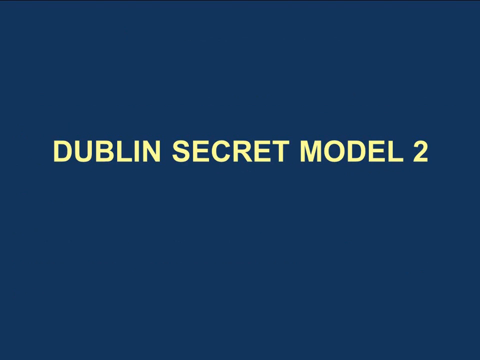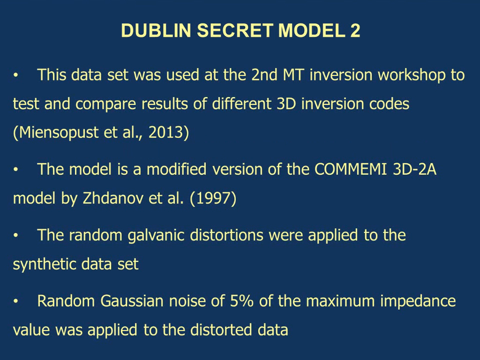Okay, and this is it for the theoretical part. So we developed the method, and the first thing we did was test it on the Dublin Secret Model. This model was used in an MT inversion workshop held in Dublin, hence Dublin Secret Model. Well, we knew the model beforehand. The people who invented it didn't know it, so we had an advantage, but still I think we did a pretty good job, which we'll see later.